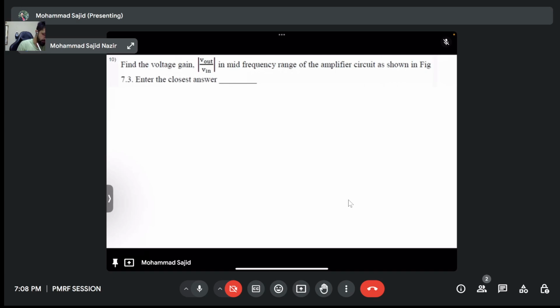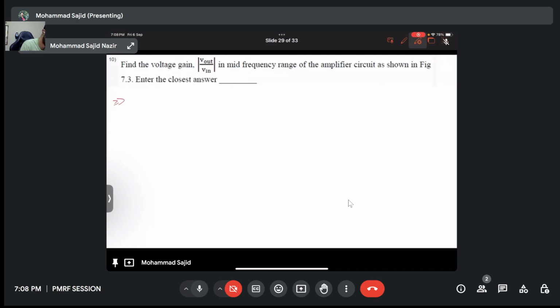Okay, so let's change a bit. We need to find the voltage gain at mid frequency. Whenever mid frequency is mentioned, find the normal gain of the transistor. So for M1, V input is VG1.